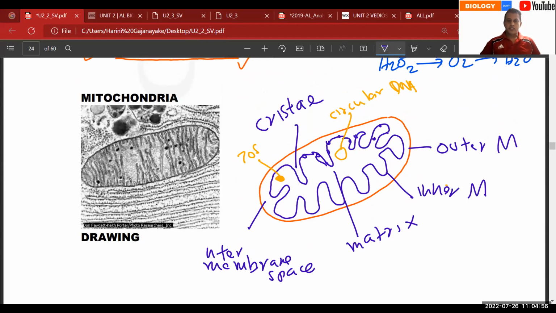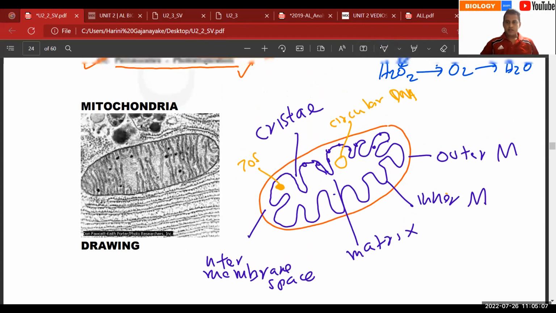Okay, this is the structure of mitochondria. So we need to remember it has two membranes, outer membrane, inner membrane, and the foldings are called cristae, and the inside space is called matrix, and the space is called intermembrane space.